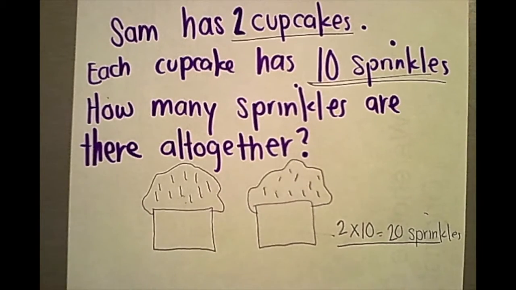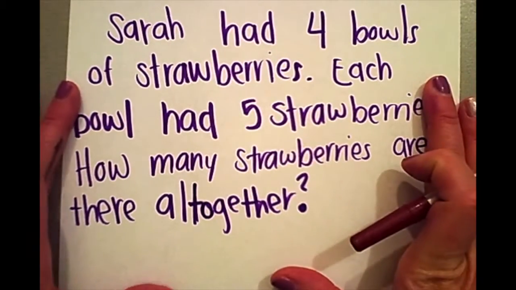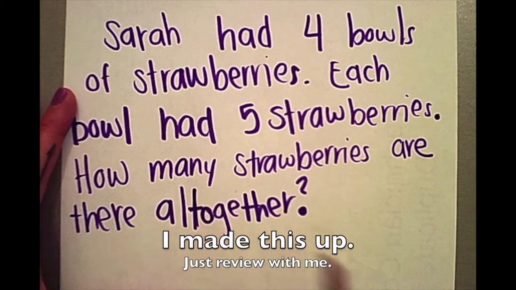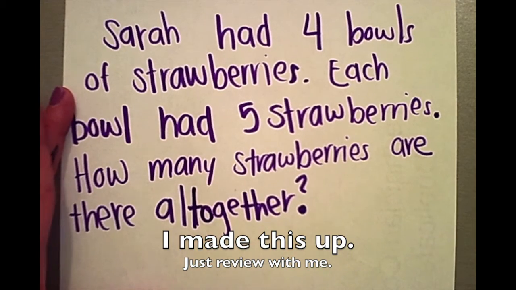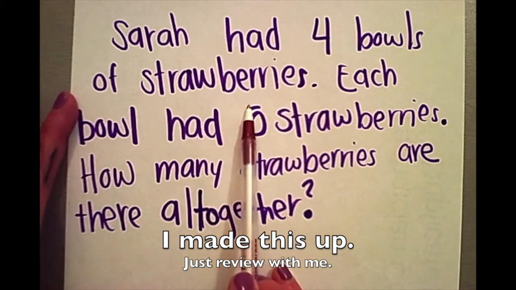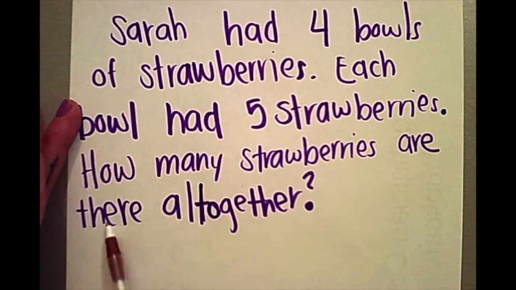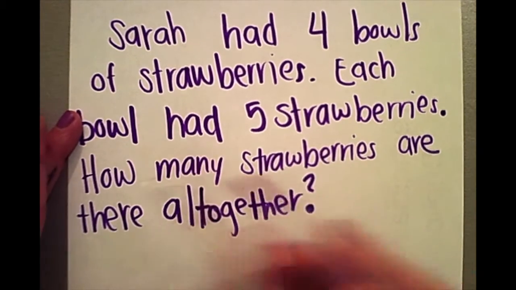Okay, we're going to try another one together. Here's another equal group story that we're going to change into a multiplication number sentence. Sarah had 4 bowls of strawberries. Each bowl had 5 strawberries. How many strawberries are all together?